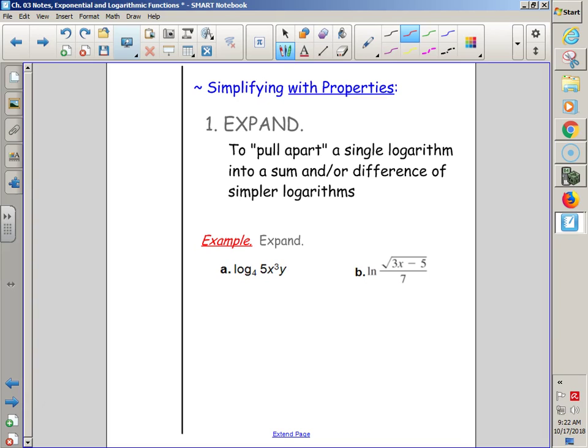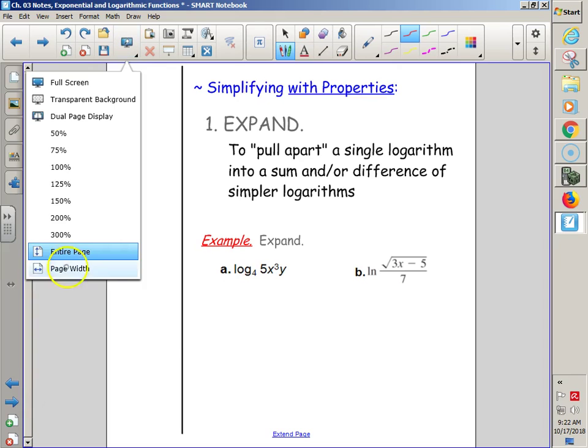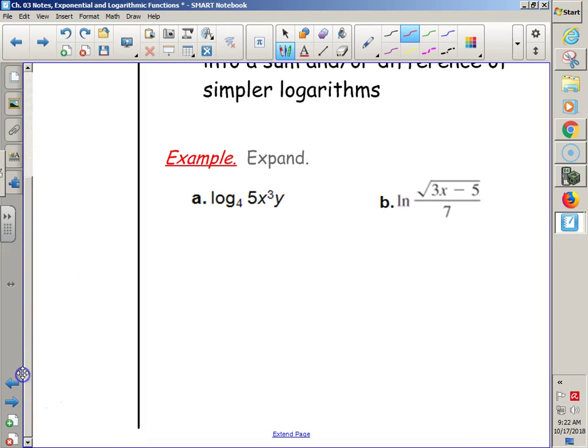Expand. So, in letter A, let's zoom in on that guy, if I can zoom in a little bit. What's something I can legally do to that guy? What's each? 5? What else? Yeah. Now, some of you would have put the 5 with the x cubed. That's good and all, but we can expand it even more. So we can do a log base 4, what property am I using right now if I do 5 plus? Product property, good. Log base 4 of x cubed plus log base 4 of y. I'm done. Nope, it won't match the back because there's one more thing you can do.